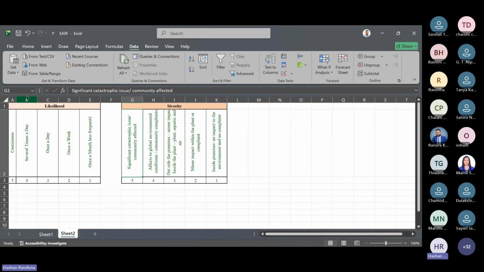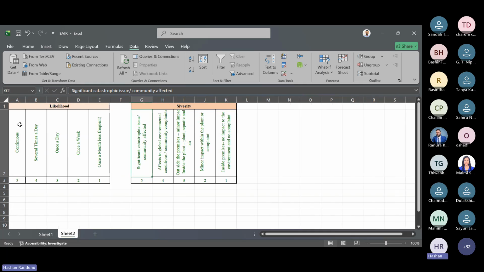So when you rate the likelihood, you should consider the aspect, and when you rate for the severity, you should think about the impact, right? You should think about the impact.